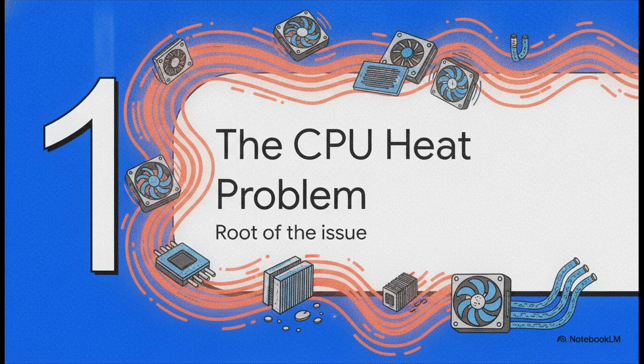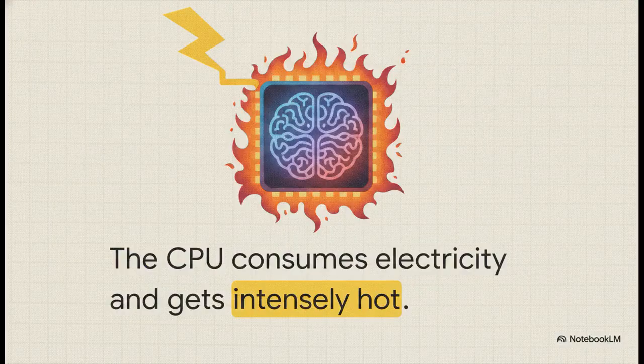Section 1. The CPU heat problem. So we've got to start with the CPU itself. To do all the incredible things it does, whether that's rendering 3D graphics or running crazy complex algorithms, it constantly draws power. And as you might guess, with massive power comes massive thermal output. It gets intensely, dangerously hot.